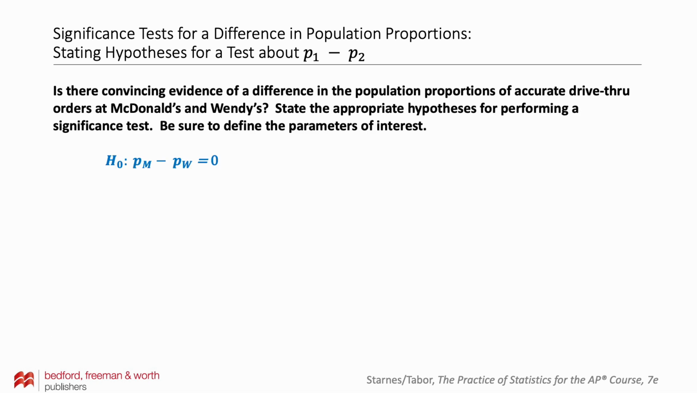So here, our null hypothesis is that there is no difference between McDonald's and Wendy's. Because there's no difference, the McDonald's proportion will equal the Wendy's proportion. So I did a little bit of math, and notice that I write P sub M using the context. So P sub M minus P sub W is equal to 0. Our alternative is that there is a difference, so it doesn't equal 0.